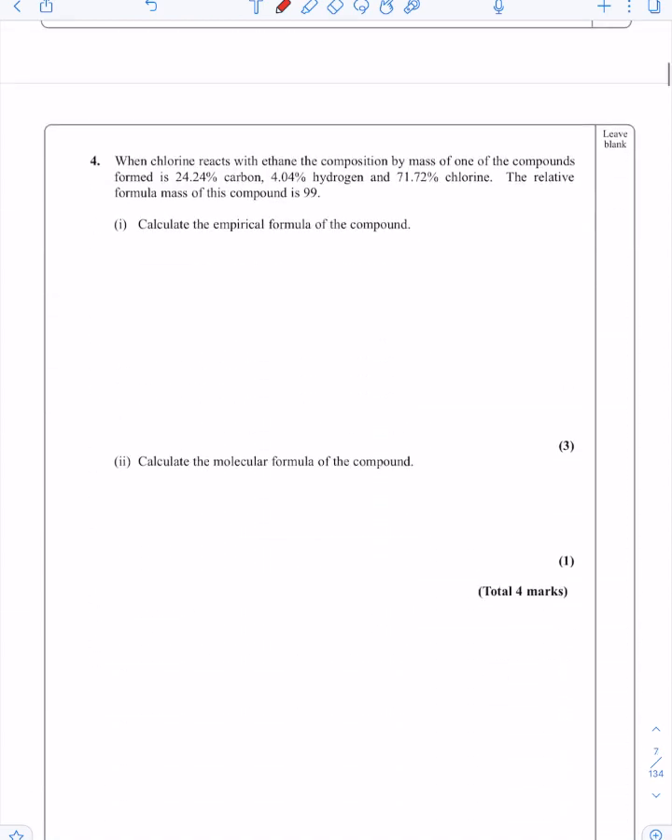Question 4. When chlorine reacts with ethane, the composition by mass of one of the compounds formed is 24.24% carbon, so carbon is 24.24 grams. 4.04% hydrogen, meaning 4.04 grams hydrogen, and 71.72% chlorine. These are the percentages by mass. The relative formula mass of this compound is 99.